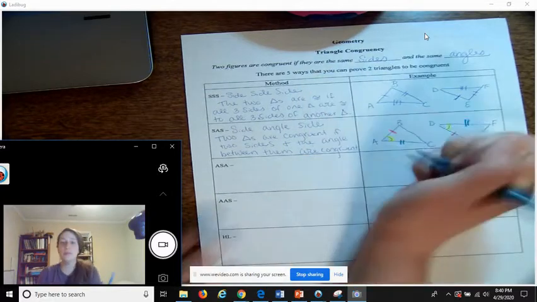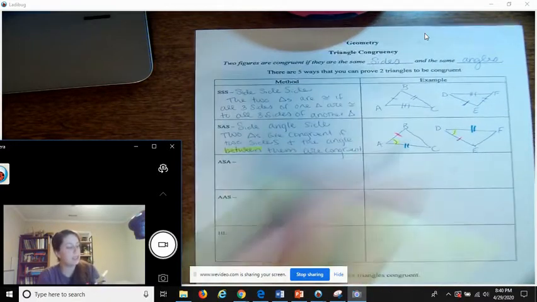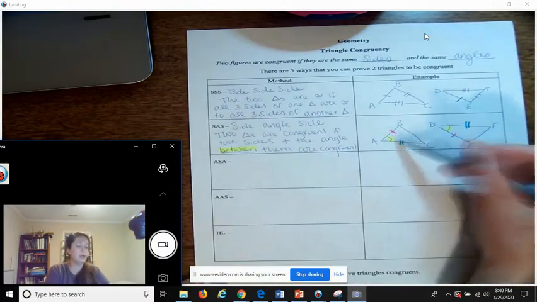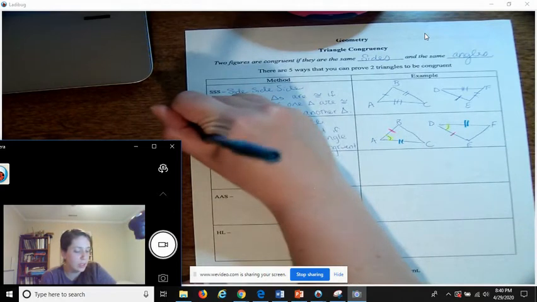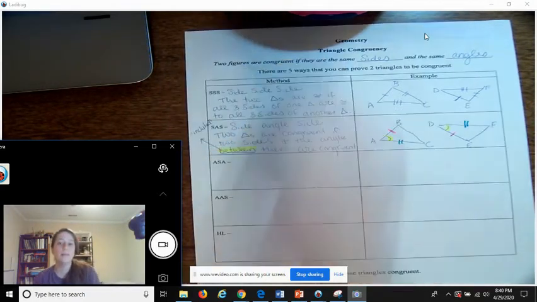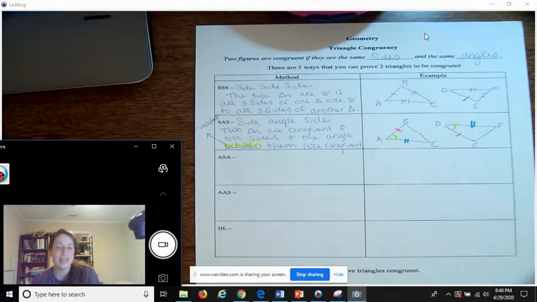Okay, and so the between, like this, that's the yellow angle that I put an arc in, right here and right there. Between may also be phrased as included. Okay, not that you'll see it on an EOC, but that's another way to say it. So you may see that on something, okay?